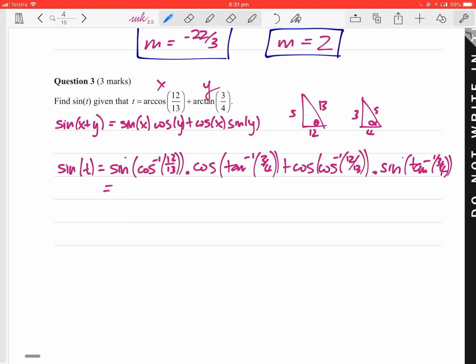Now, cos inverse of 12 on 13 is the same as sine inverse of 5 on 13. So sine inverse 5 on 13, cos of tan inverse 3 on 4 is the same as cos of cos inverse of 4 on 5, plus cos of cos inverse 12 on 13, we know that's just 12 on 13, times sine of tan inverse 3 on 4, which is 3 on 5.